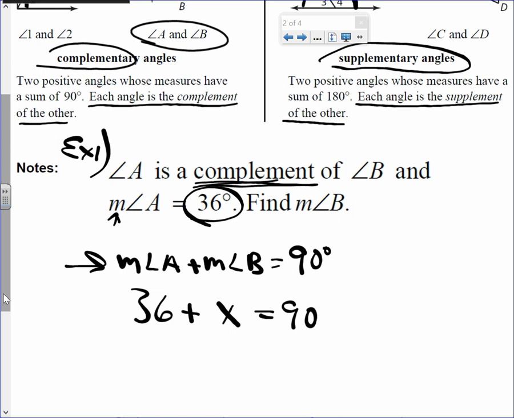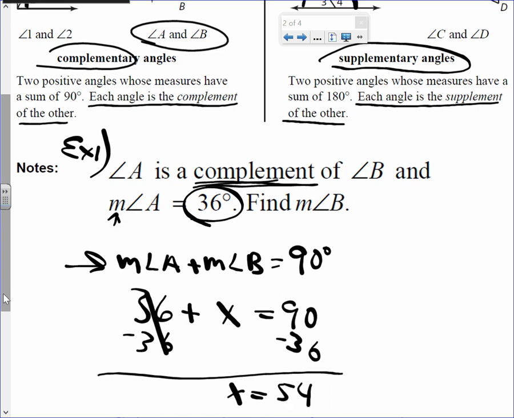How to get X by itself? By subtracting 36 from both sides. X is 54, and X represented the measure of angle B. 54 degrees. We're rocking and rolling. We're done.